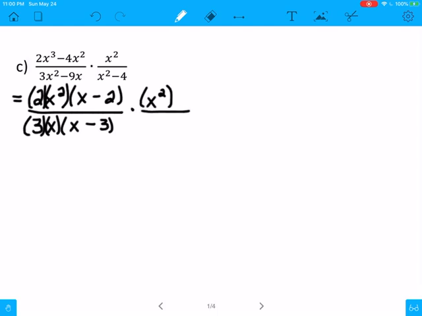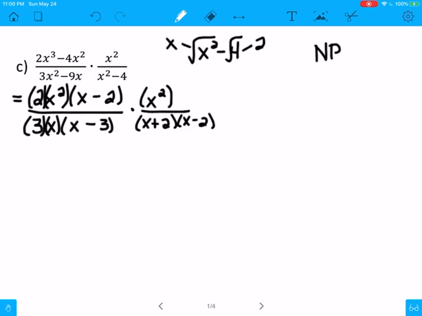The bottom here, x squared minus 4, is actually a difference of squares. Because if I take x squared minus 4, I have two terms. Square root of x squared is x. The square root of 4 is 2. So I'm going to get x plus 2, x minus 2. And then before I cancel anything off or put the numerators and denominators together, I have to state my NPVs.